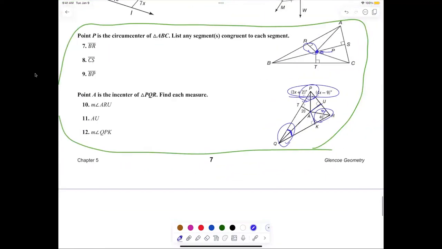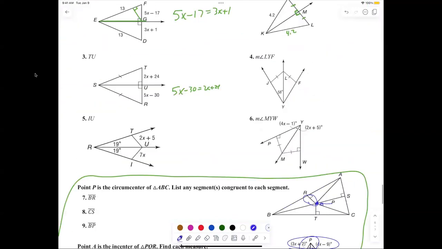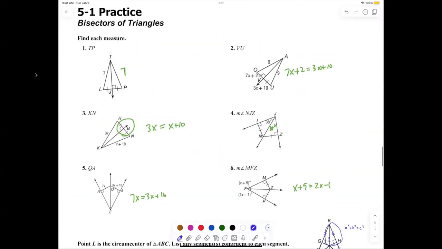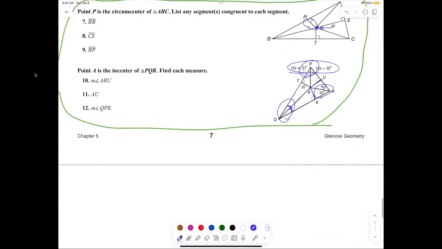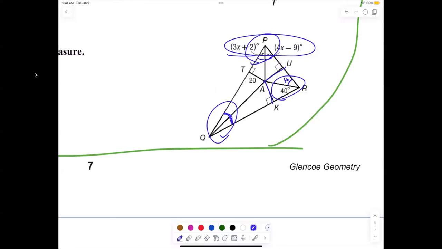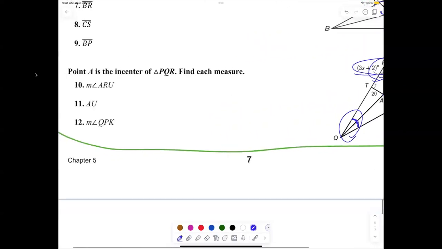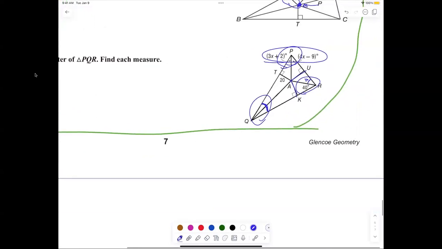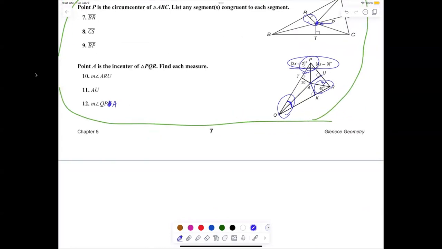Anybody else looking over these worksheets? You have a thorough understanding of now circumcenter and incenter. Thank you, sir. For 12, it says find the measure of angle QPK. I think what they meant was QPA, right? Do you agree with that? That's why these books, I don't really trust them. That's why I like to write my own. Everybody's good with that?